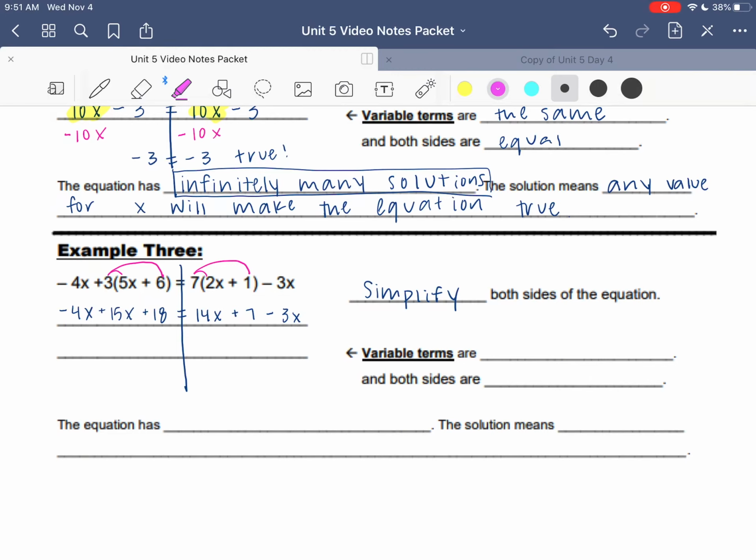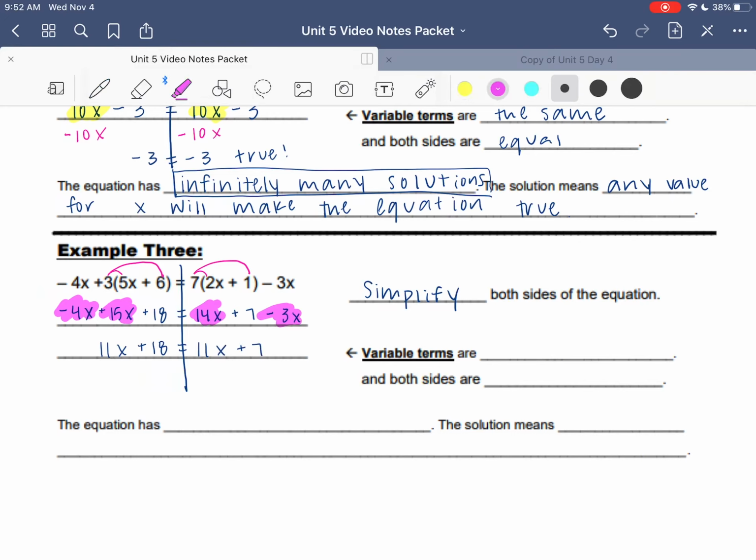So on the left side, I have 2 terms that both have an x. And on the right side, I also have 2 terms that both have an x. So I'm allowed to combine those since they're on the same side of the equal sign. So negative 4x plus 15x is 11x. 14x minus 3x is also 11x.